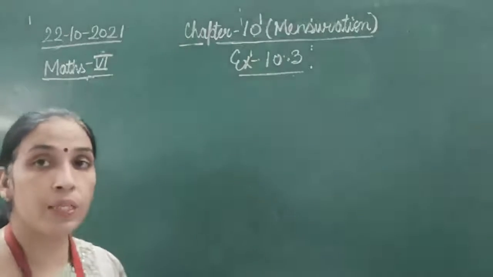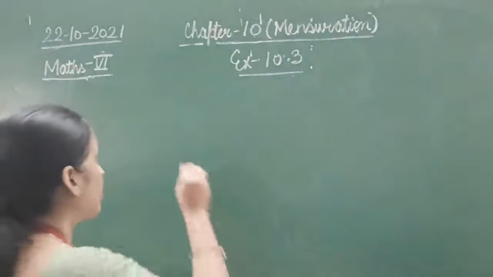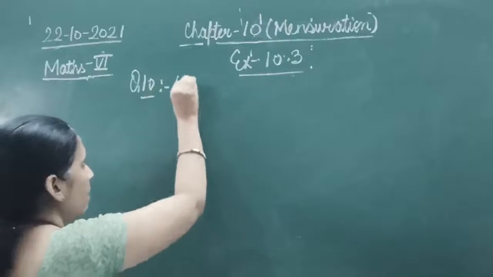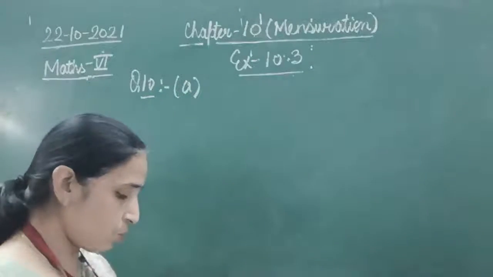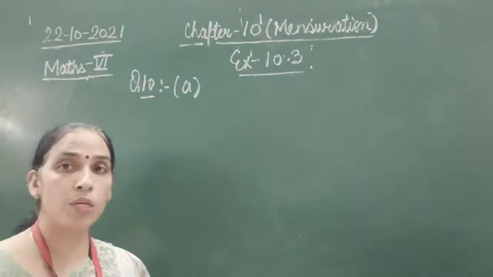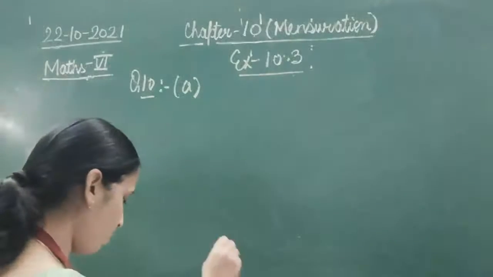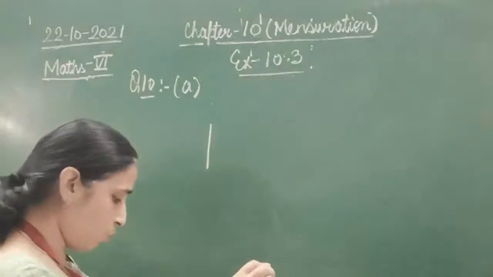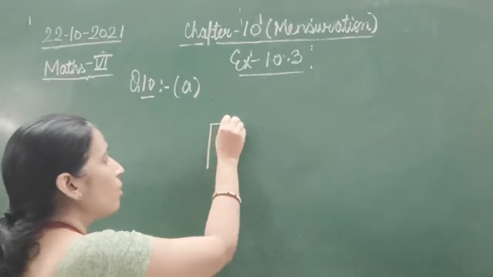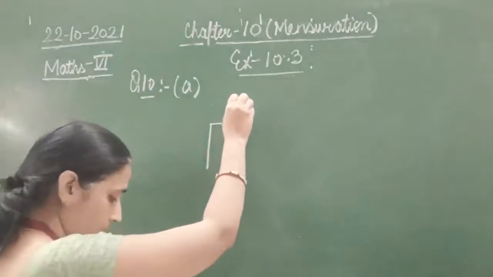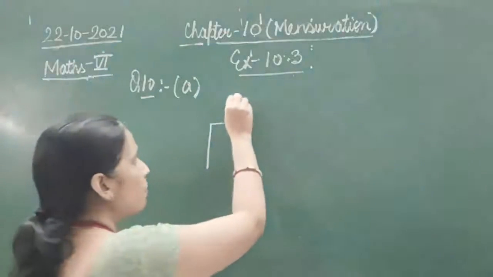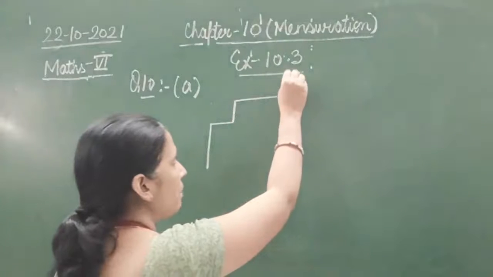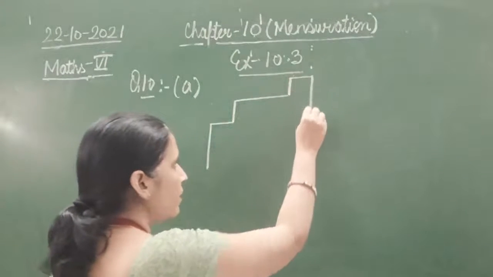So let's start with exercise 10.3, question number 10, A part. As you can find in your book, there is a figure. I am going to draw that figure, and that figure is going to help you understand how to split. So I'll make you understand with this figure.